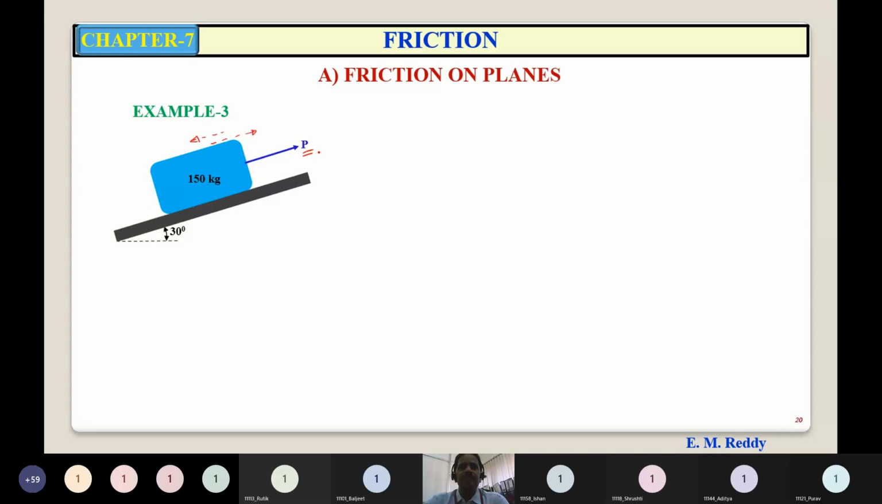Are you getting my point? So for minimum value of P, impending motion of the block is down the plane. For maximum value of P, impending motion is up the plane. So let us find out the minimum force required to maintain equilibrium. For that, first draw the FBD of the block.